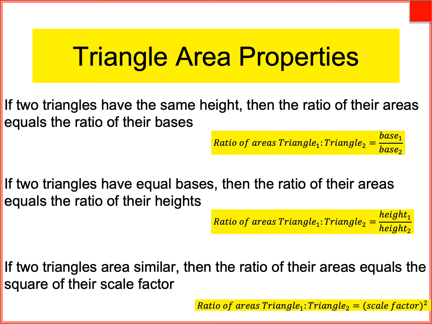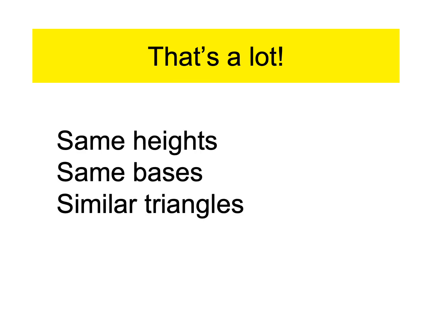All three of them start with the same premise, and the premise is that you make a ratio of their areas. That certainly is a lot. Go ahead and pause the video. Make sure you write that down. That was definitely a lot. But this is basically what it says: if you have the same heights, or you have the same bases, or you have similar triangles. So we're going to look at three problems where one deals with heights, one deals with bases, and one deals with similar triangles. And homework is something like this.